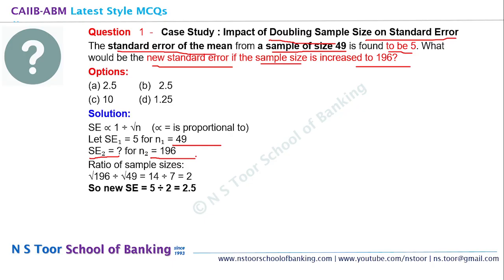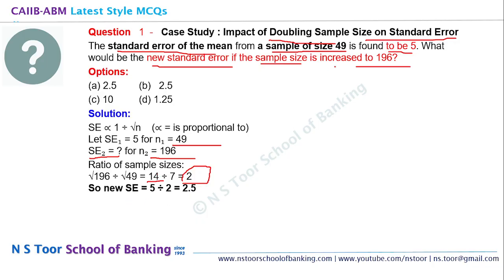So what will be the formula? That is square root of 196 divided by square root of 49. So how much does it come to? Square root of 196 is 14, as 196 is the square of 14. So square root of 196 is 14 and square root of 49 is 7. So 14 divided by 7 will be the proportion, which is 2.